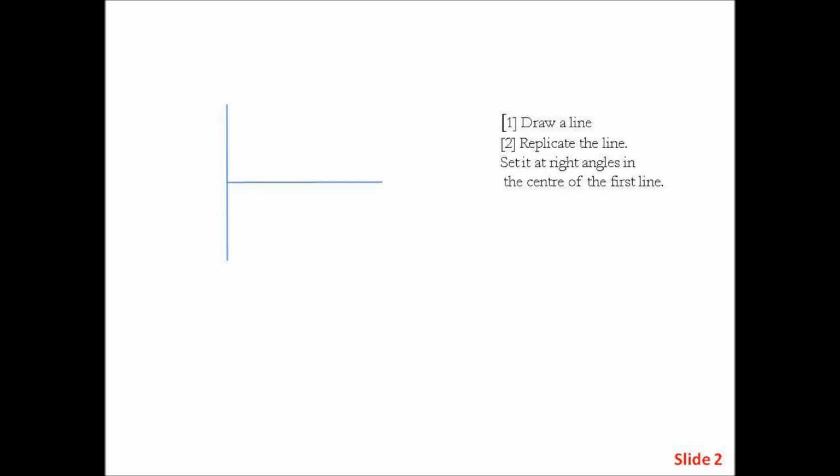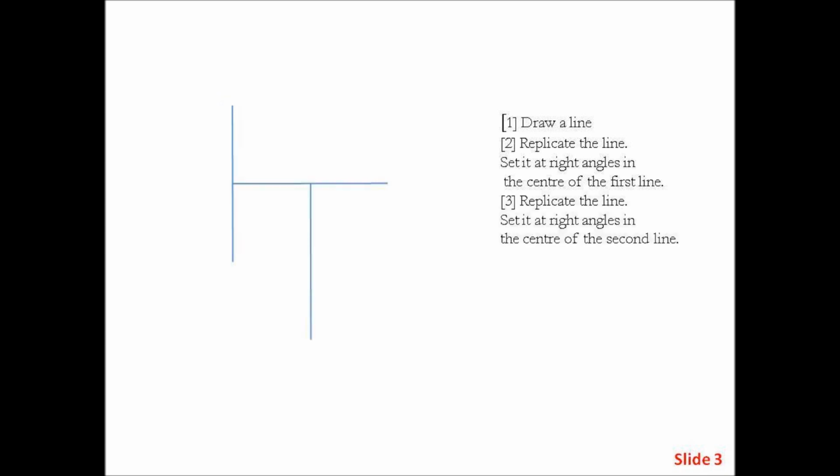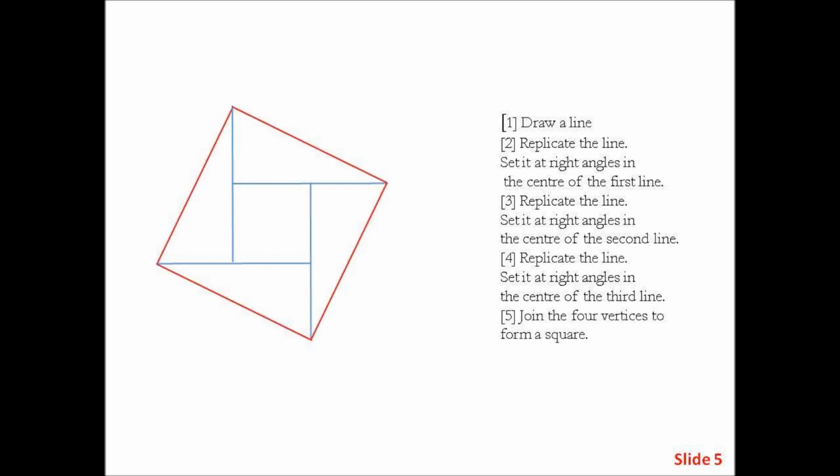Draw a line. Replicate the line, set it at right angles in the centre of the first line. Replicate the line, set it at right angles in the centre of the second line. Replicate the line, set it at right angles in the centre of the third line. Join the four vertices to form a square.